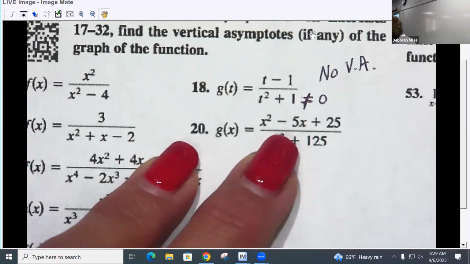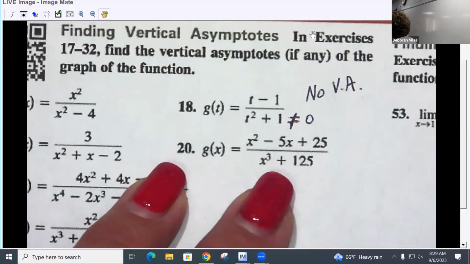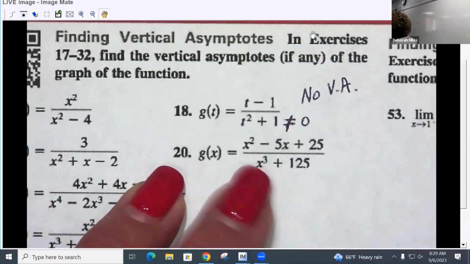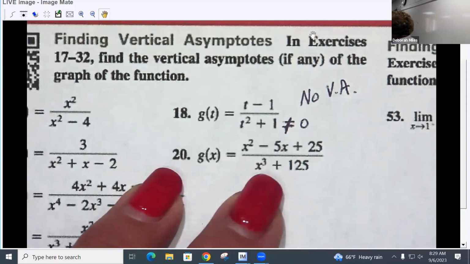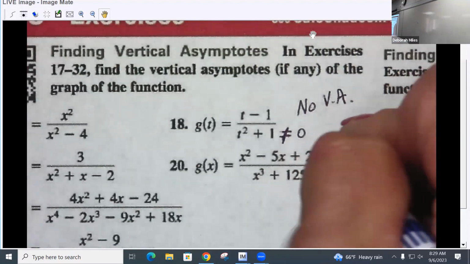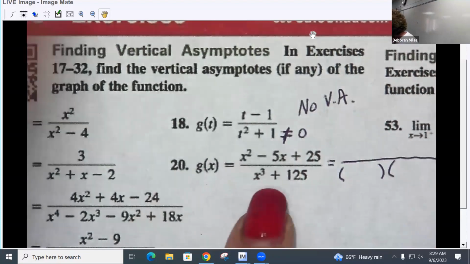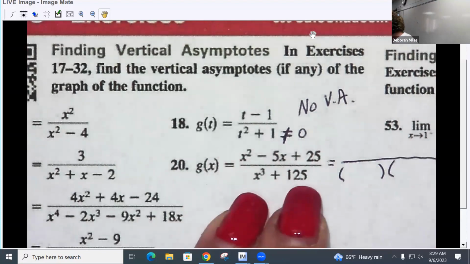What about number 20? Could it possibly have a vertical asymptote? Oh, that denominator is a good old sum of two cubes. Do you remember what the factorization of a sum of two cubes looks like? The first one is x plus 5, and then the first term squared, opposite sign, then the final has to be a plus, and then the last. So it's the binomial and a trinomial. You get two terms times three terms. So I'm gonna put down parentheses for that.